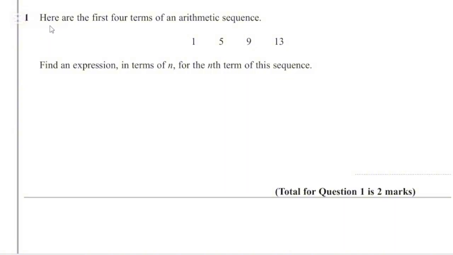Alright, the first question says, here are the first four terms of an arithmetic sequence. Find an expression in terms of n for the nth term of the sequence. What I always advise students is to just rewrite the terms of the sequence. So we have 1, 5, 9, and 13. These are called terms. This term is in position number 1, then this one in position number 2, 3, 4. The position numbers we are going to denote by n.